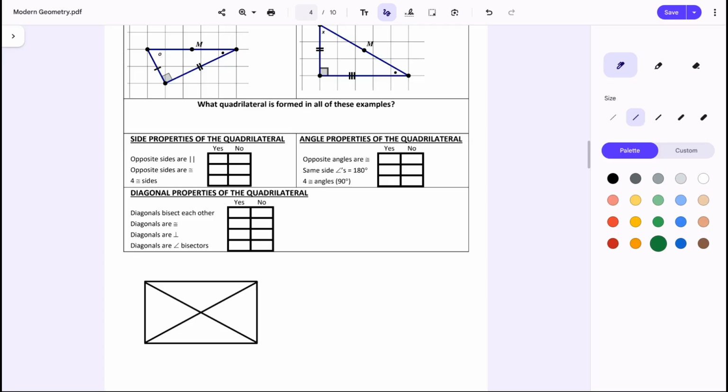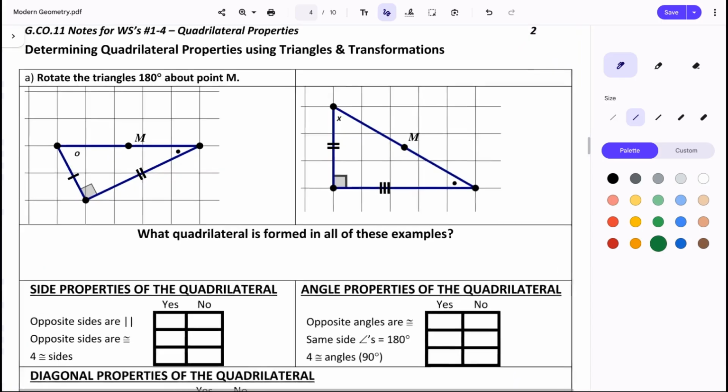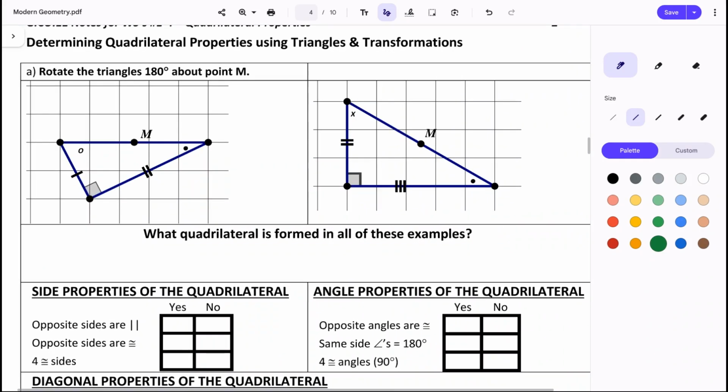So you might still want your patty paper. You don't have to use your patty paper to do your rotations. Okay, some of you might actually start to feel comfortable just doing it by yourself. But if you're not there yet, that's fine. I gave you guys patty paper yesterday, so you should be able to use that and do those rotations.